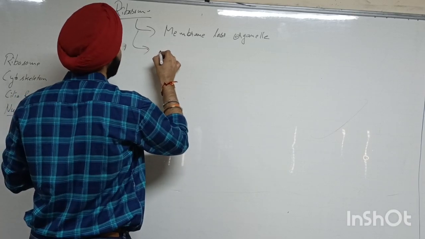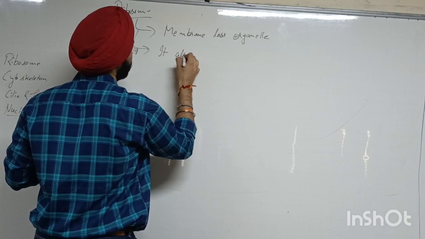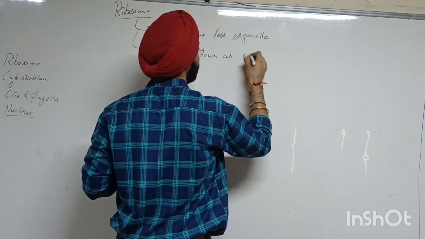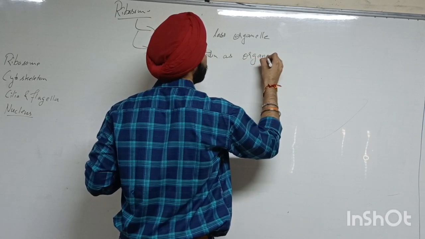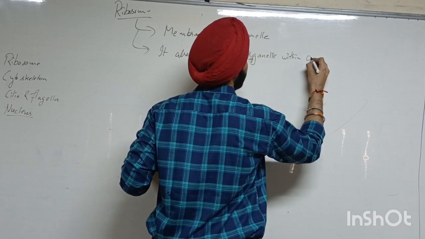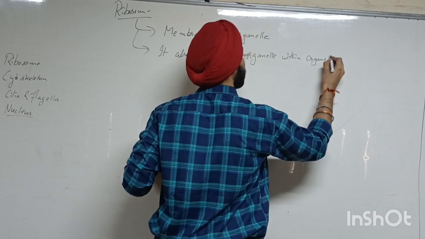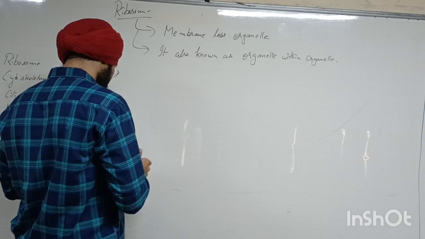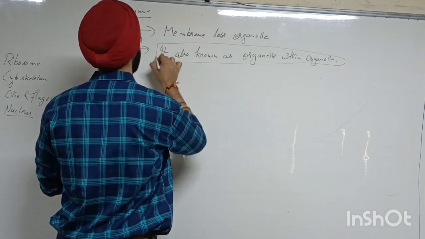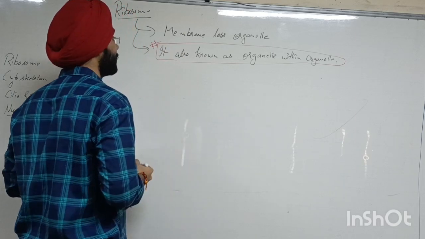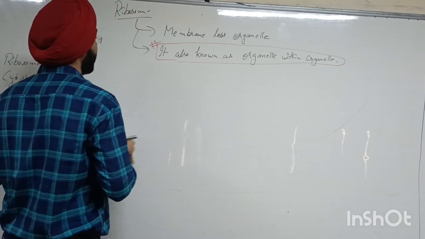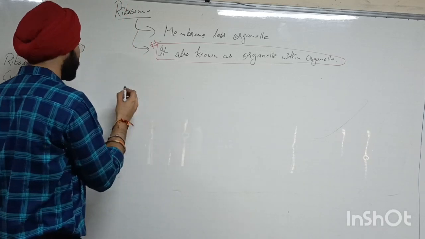So it is also known as organelle within organelle. It is a very important statement. You need to just remember this thing because this is frequently asked in your paper. Actually, ribosomes are also of two types.